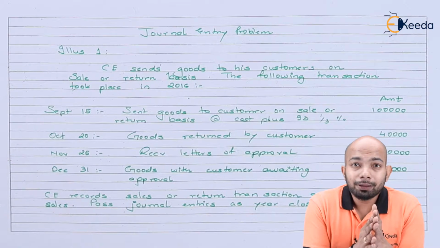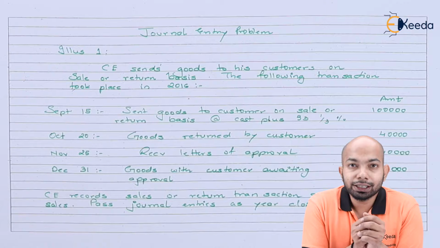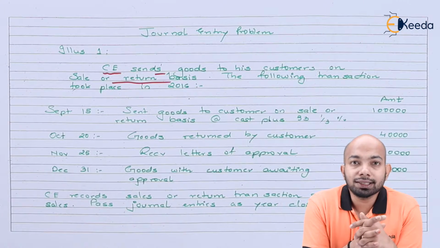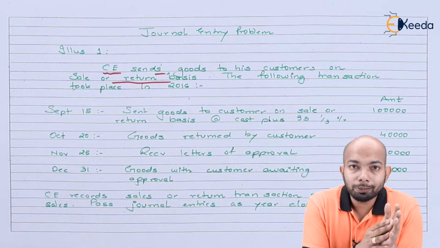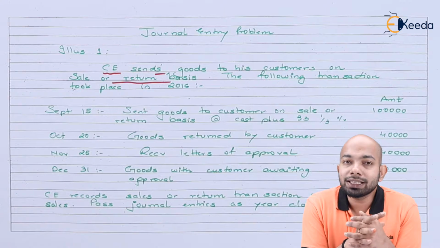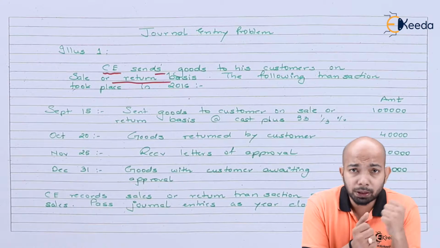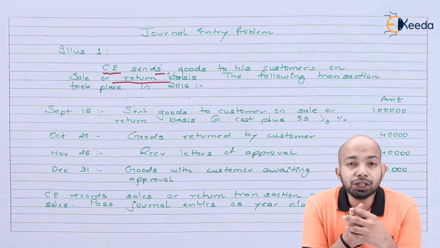So we have mentioned the sum here. Let's understand what has been mentioned in this illustration. C is a person who sends certain goods to his customers on approval or return basis. The transaction takes place in the year 2016 and the list of the transactions along with the amount has been mentioned here. Let's understand what has been mentioned in this list.